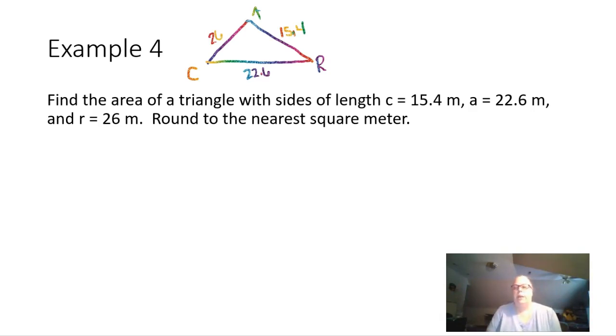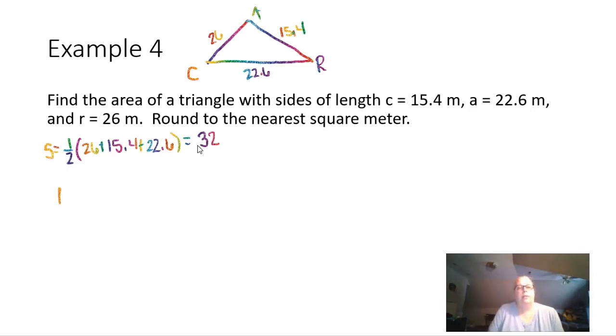The first thing we need to do is find the semi-perimeter. Remember, that's half of the sum of the sides. So 26 plus 15.4 plus 22.6. Let's put that in the calculator, and that gives me 32.